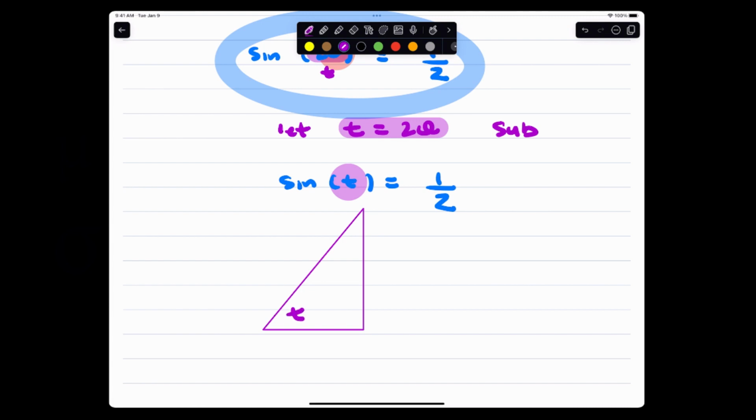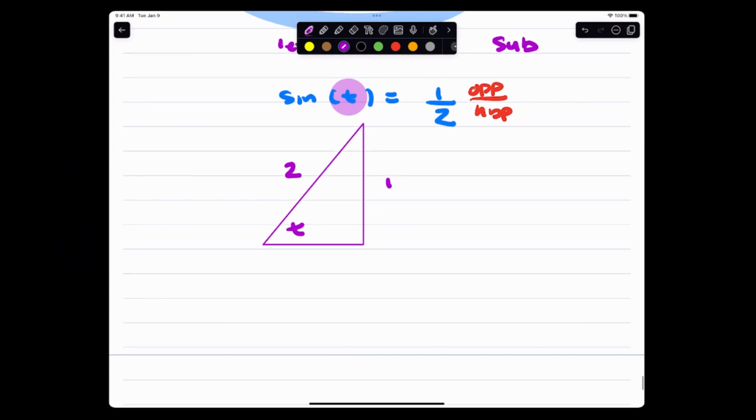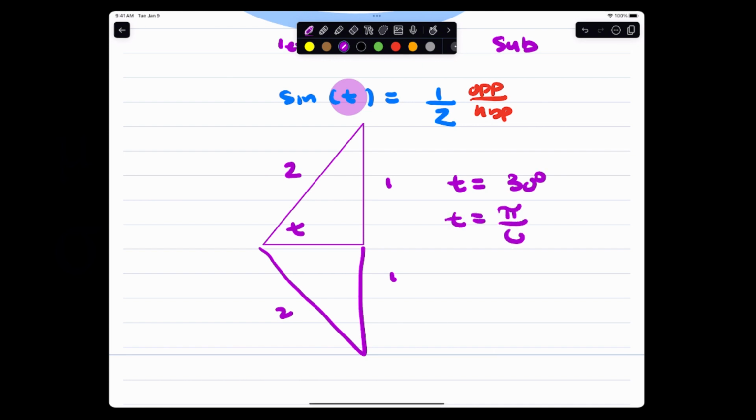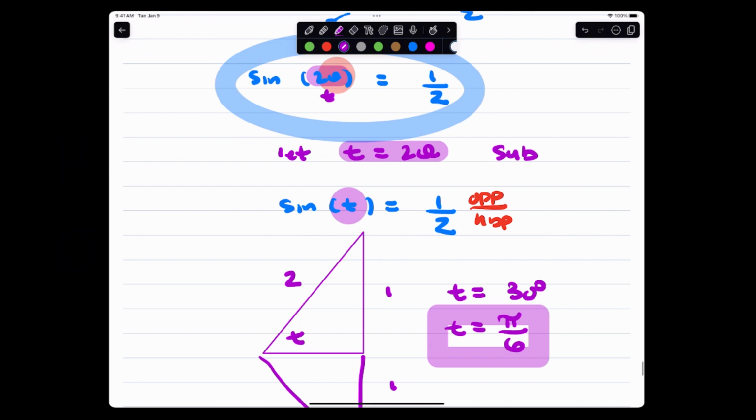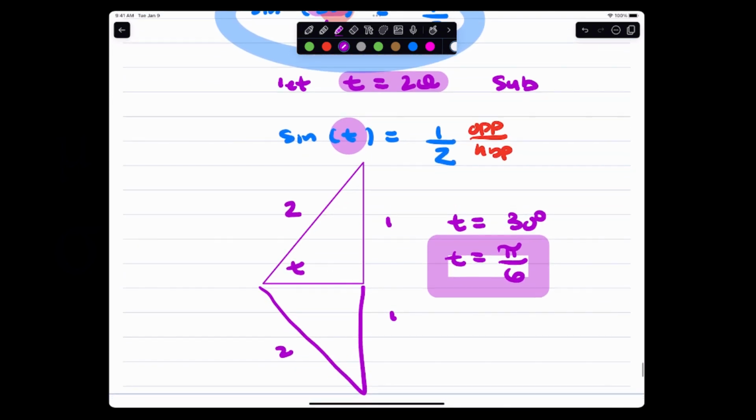Here's t. Sine again is opposite over hypotenuse. So now you have the opposite side is 1, hypotenuse is 2. Here's 1, here's 2. What's the angle for t? 30 degrees, or what is t equal? Pi over 6. All right, so you get that special triangle again.